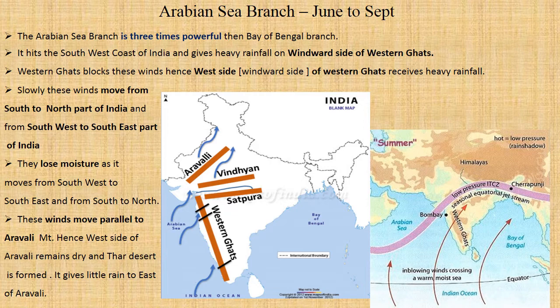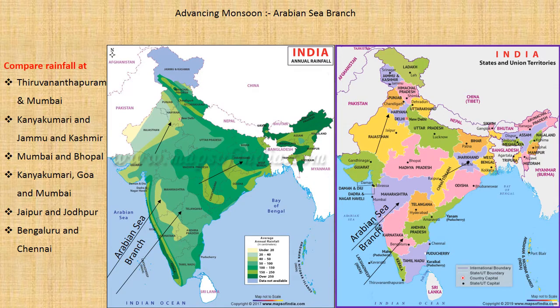The Arabian Sea branch moves from south to north and southwest to southeast part of our country. As it moves from south to north and southwest to southeast, it will lose moisture. It runs parallel to the Aravalli Mountains in Rajasthan, and so the Thar Desert is formed on the west side of Aravalli, as the Arabian Sea branch does not give any rainfall to the west part of Aravalli. Now let's go to the next slide.